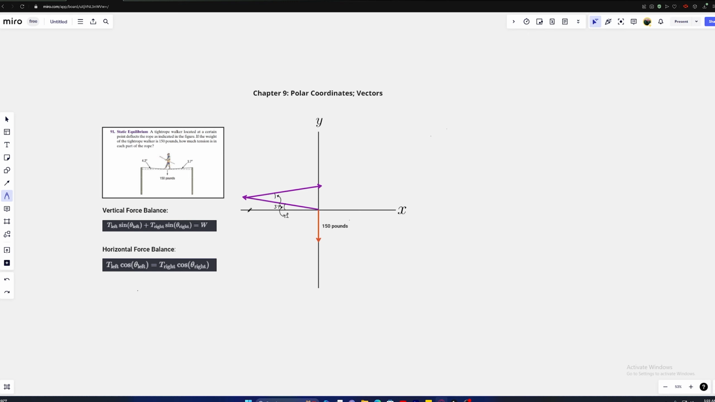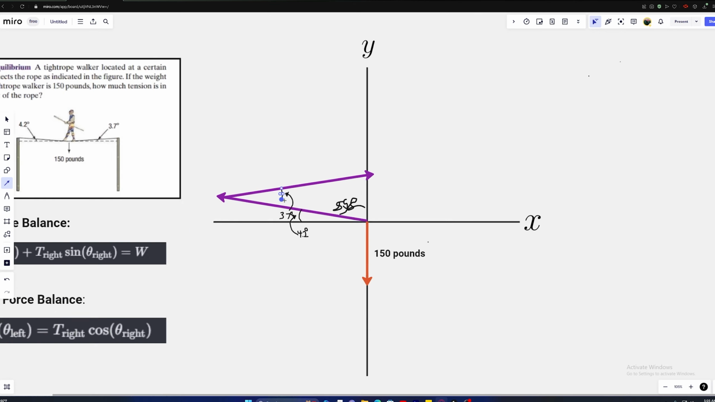And you can tell right here that this vertical component and this vertical component are going to be the sum of this component. Now, since the y and x axes are perpendicular to each other, we know this is 4.2 degrees. This will just be 90 minus 4.2 degrees, which would be 85.8. We know this is 3.7 degrees right here.